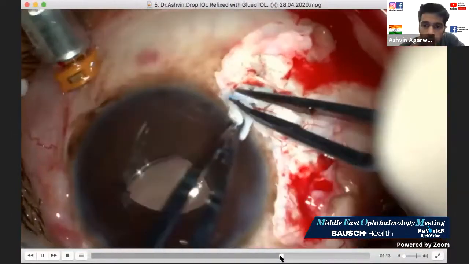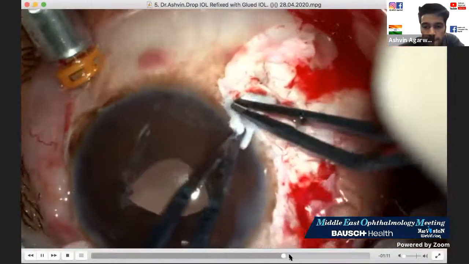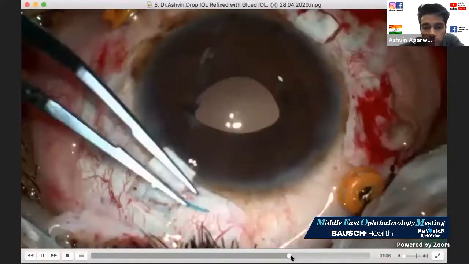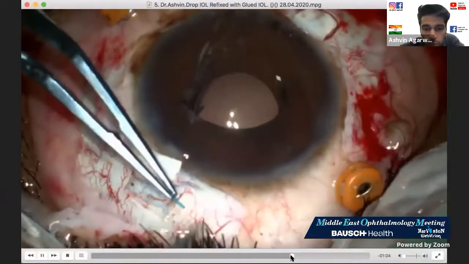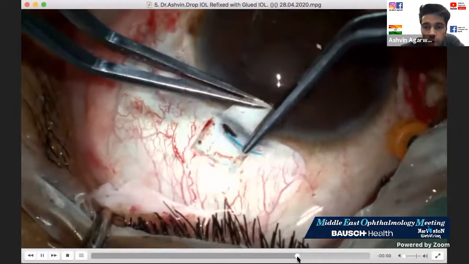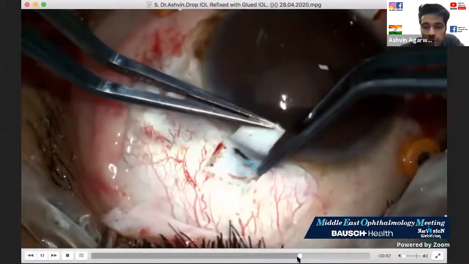Now I'm tucking my haptics inside in place. And once these are tucked into place, both my haptics are now in my Gabor-Chariot's tunnel. See, again, I'm going in the horizontal fashion to actually tuck this in place.